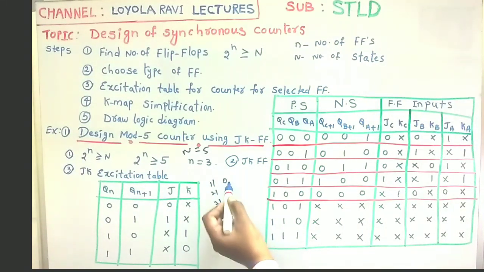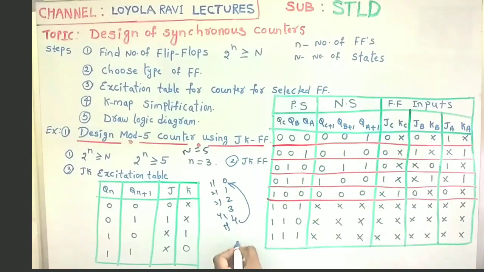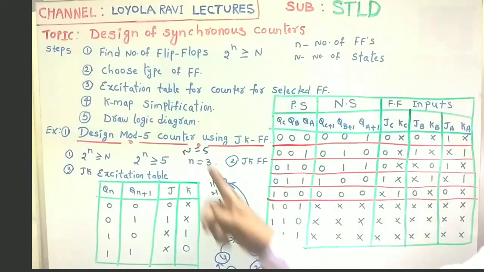The states are 0, 1, 2, 3, 4. After 4 it returns to 0. So the transitions are 0 to 1, 1 to 2, 2 to 3, 3 to 4 and 4 to 0. The total number of states is 5 only. That's why this is a mod 5 counter. So capital N is equal to 5.